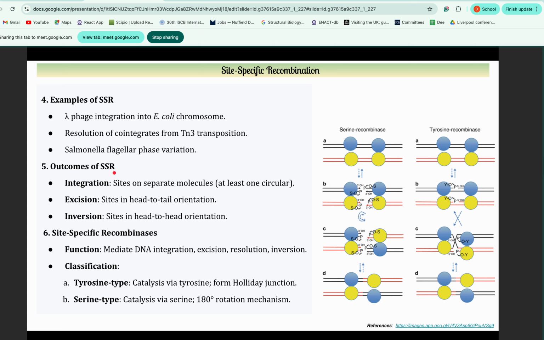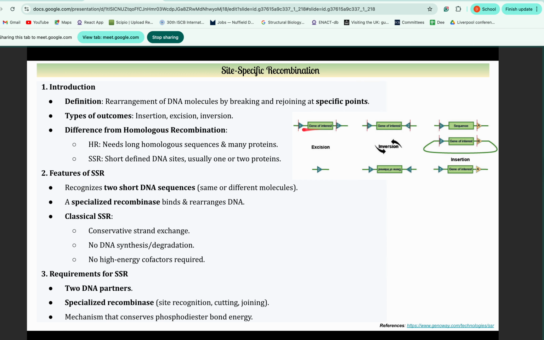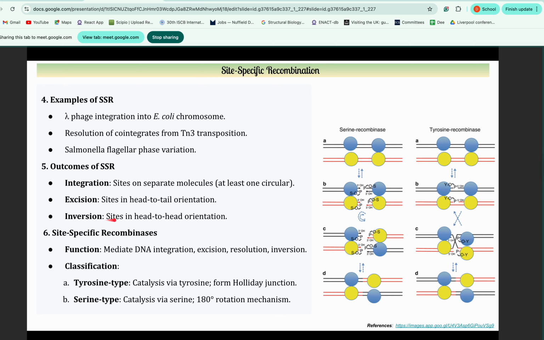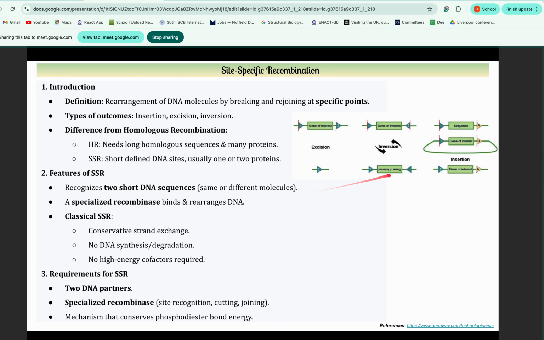The outcomes of this can be integration, meaning sites on separate molecules, but the precondition is that at least one should be circular for integration to take place. Then excision: with sites in head-to-tail orientation, excision can take place. For example, in this case the direction is the same, so excision can take place. And then inversion: sites in head-to-head orientation. These two sites are facing each other, so they are head to head, and in that case inversion takes place.